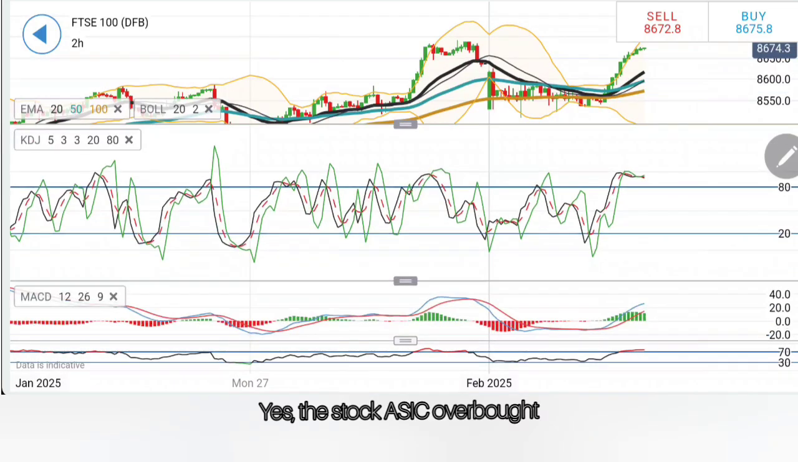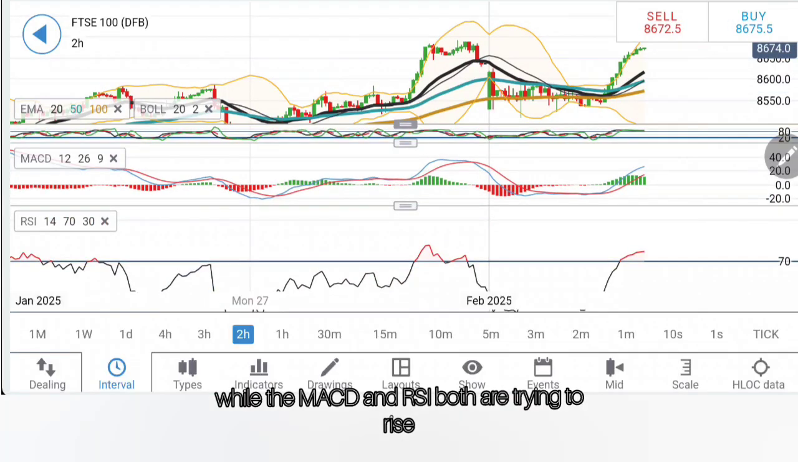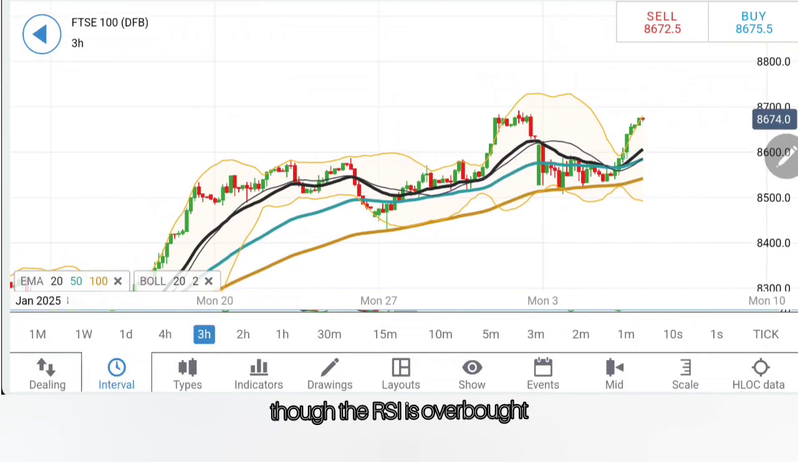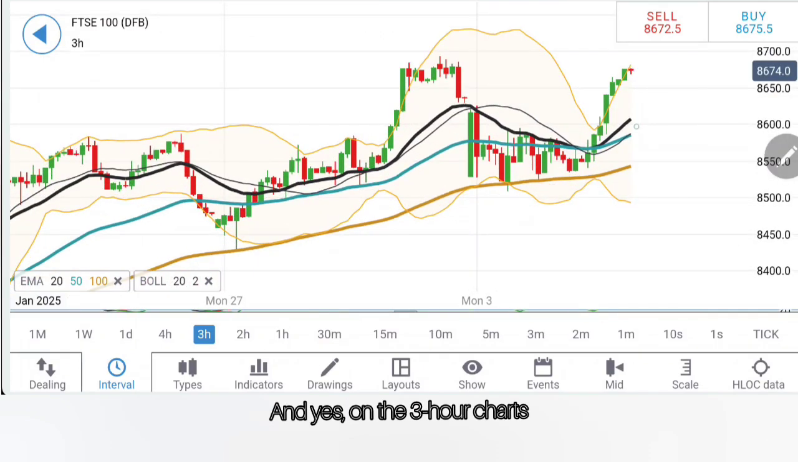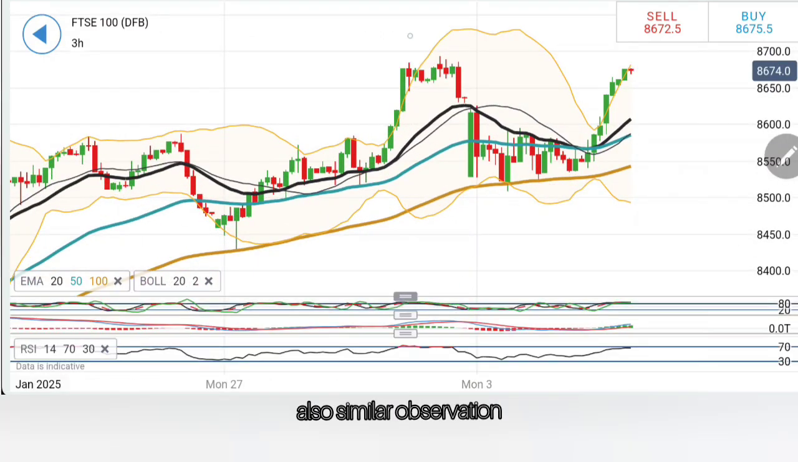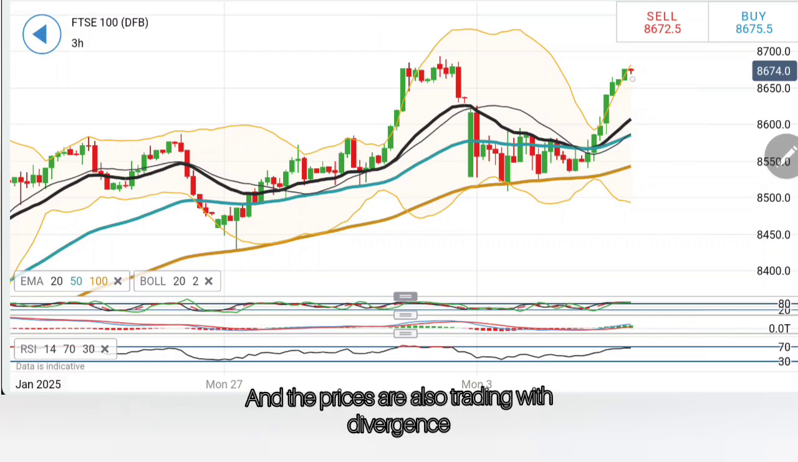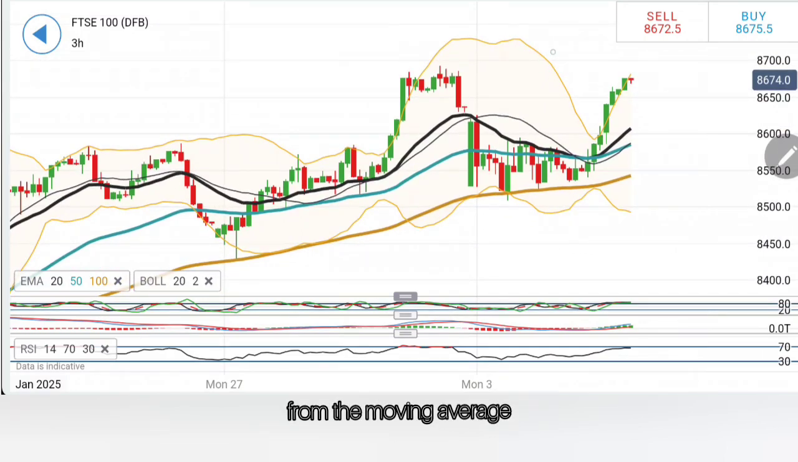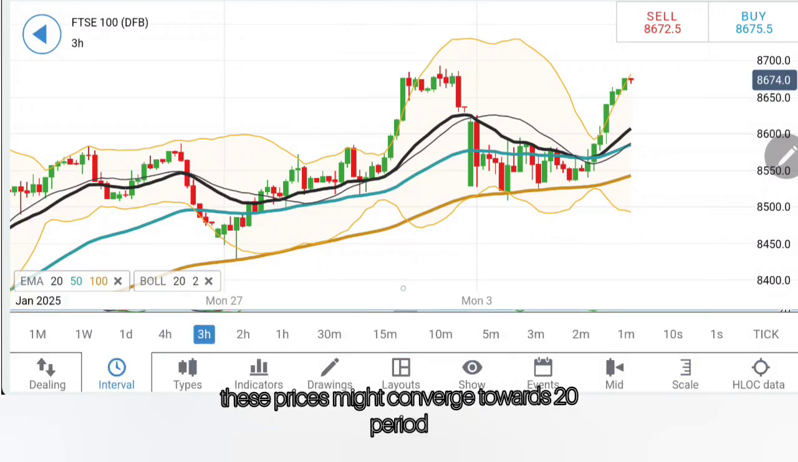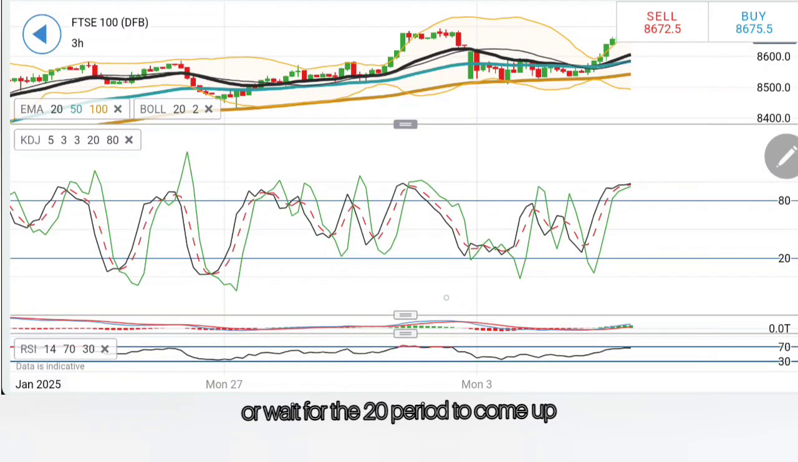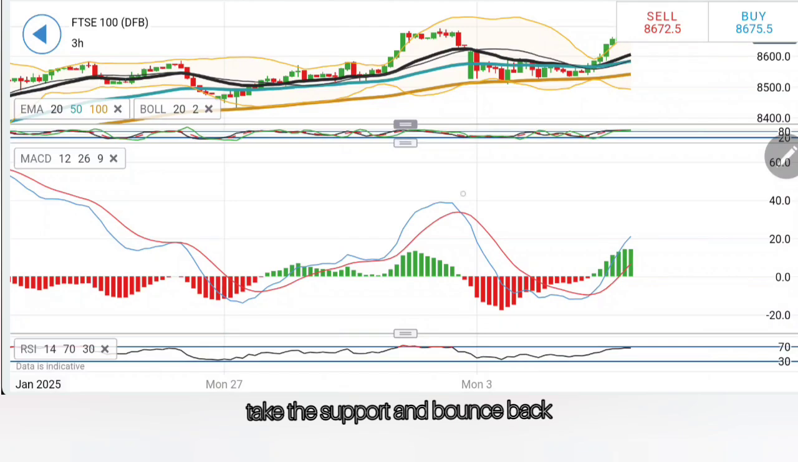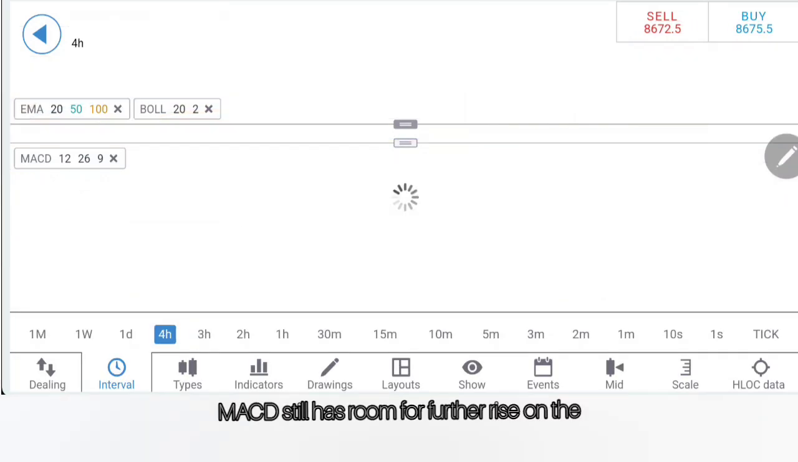Yes, the stochastic is overbought while the MACD and RSI both are trying to rise, though the RSI is overbought. And yes, on the 3-hour charts, also similar observation. The crossover here is important, trading with divergence here, and the prices are also trading with divergence from the moving average. And thus, possibly sooner or later, these prices might converge towards the 20 period or wait for the 20 period to come up, take the support and bounce back. MACD still has room for further rise.